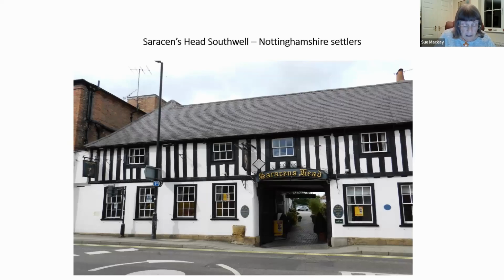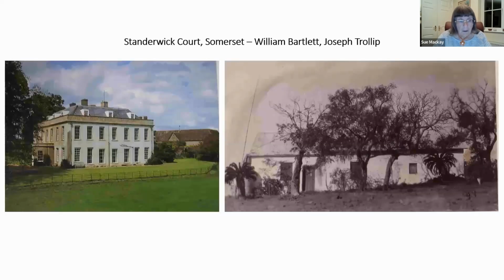This is the Saracen's Head in Southwell. Many of the Nottinghamshire settlers would have stopped for a drink here, and they later settled in Southwell at the Cape. And this is Standerwick Court in Somerset, with Standerwick at the Cape on the right-hand side. William Bartlett was a gardener at Standerwick Court prior to emigration and lived at Standerwick at the Cape with his wife Selina Hayward, and the Trollope family also lived at Standerwick.